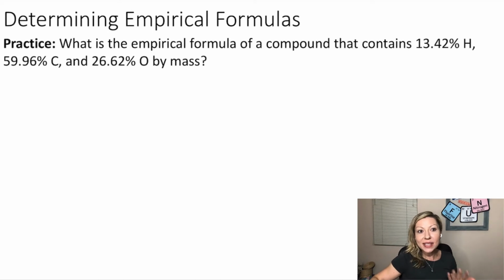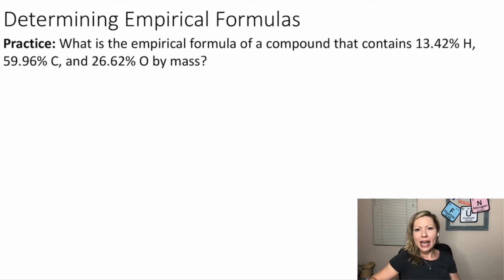So let's take a look at the practice problem. What is the empirical formula of a compound that contains 13.42% of hydrogen, 59.96% of carbon, and 26.62% of oxygen by mass?